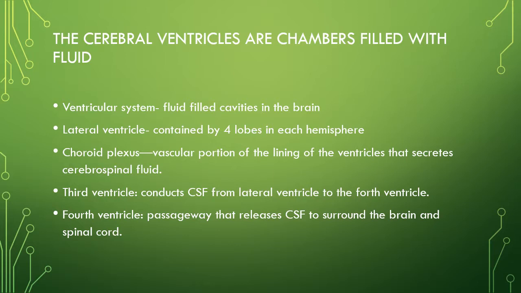Okay. The lateral ventricle is contained by the 4 lobes in each hemisphere. The choroid plexus is the vascular portion of the lining of the ventricles that secretes cerebrospinal fluid. The 3rd ventricle conducts the fluid from the lateral ventricle to the 4th ventricle. The 4th ventricle is the passageway that releases the fluid to surround the brain and spinal cord.